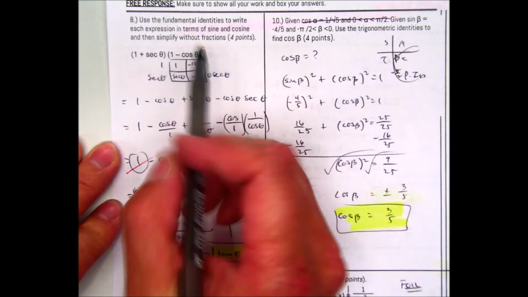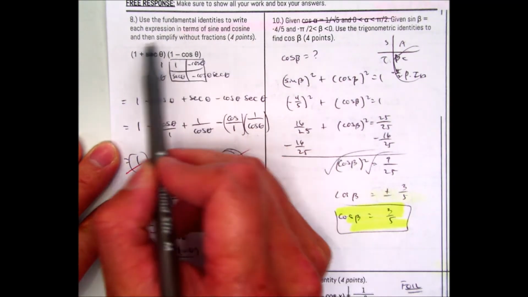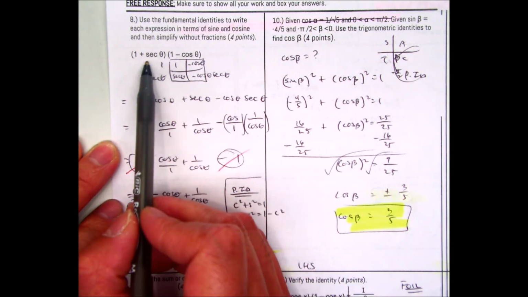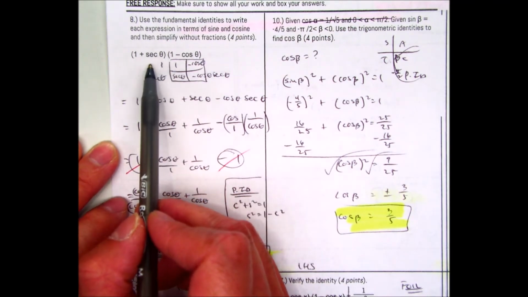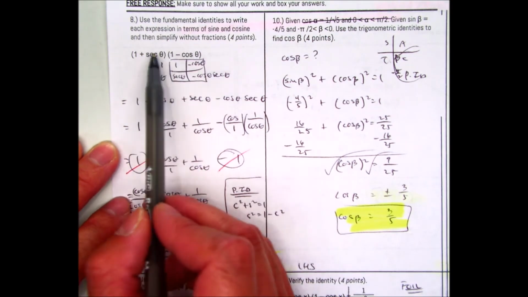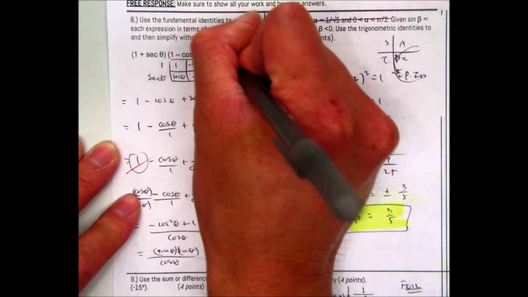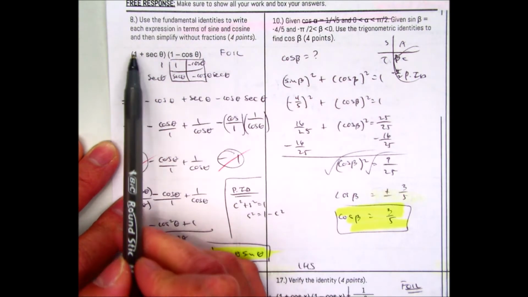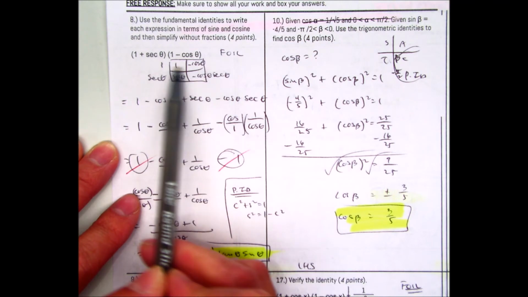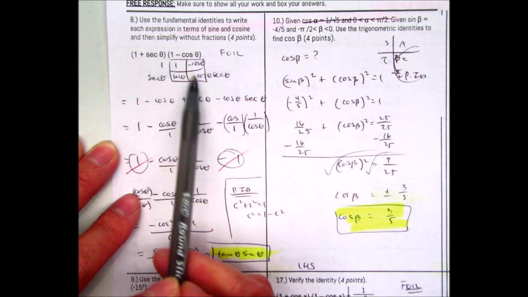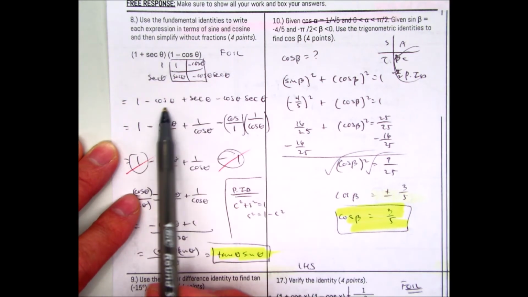Number 8, use the fundamental identities to write each expression in terms of sine and cosine and then simplify without fractions. So the first thing I did is I did not change it into sine and cosine because I don't want to do a fraction and then have to multiply it. You should have FOILed here. I'm using the box method. That's 1, negative cosine secant, and negative cotangent secant.